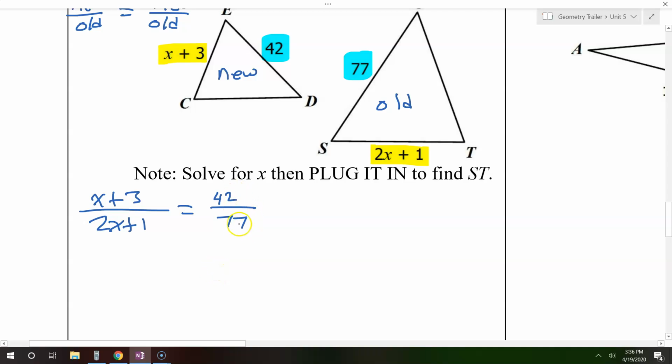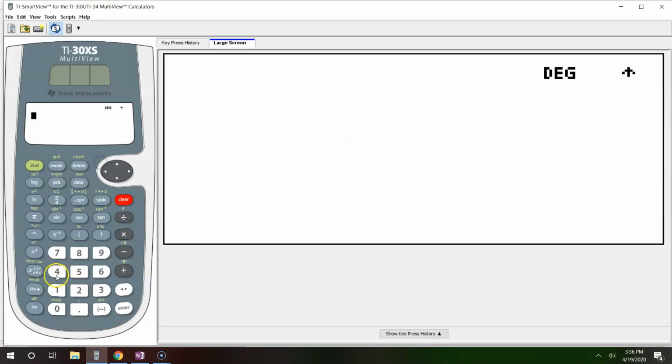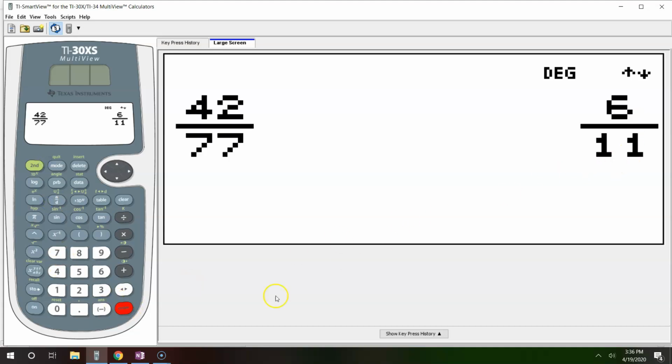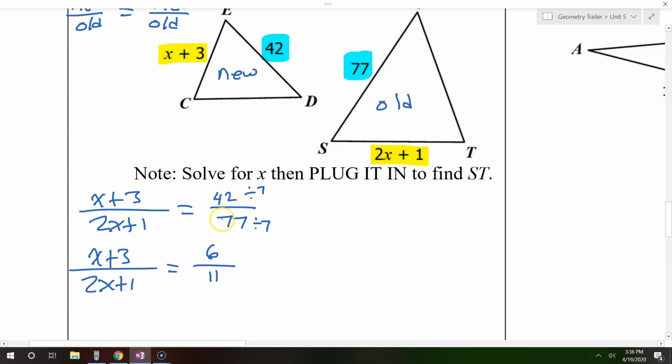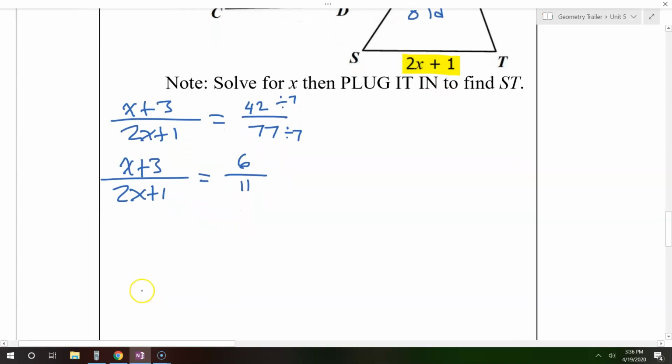Okay. Let's reduce this fraction. Both of these are divisible by 7. So that's going to give me 6 over 11. Now, if I lost you just then, use your calculator. Okay, 42 over 77. All right, you get 6 over 11. We reduce because smaller numbers are easier to work with and faster to work with.